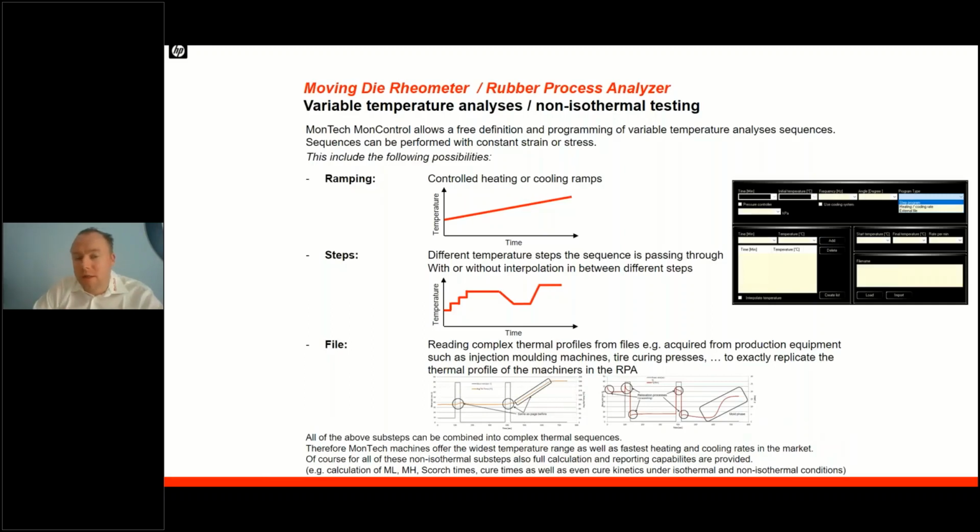All this can be combined to complex processes, either in different ramps or with different steps, simulating even the most challenging thermal profile. Or if you have a recorded profile, our Montcontrol software can directly read your thermal profile from a file and process it in the instrument.